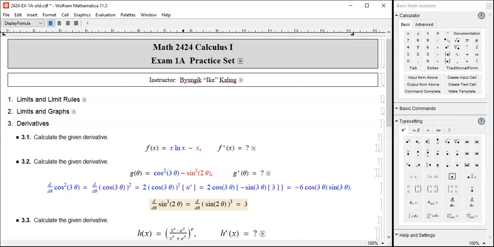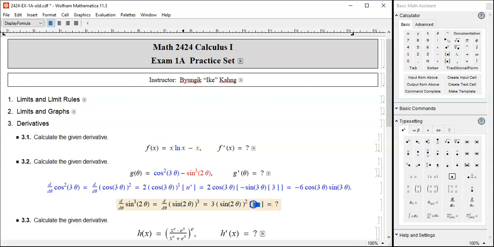So the power comes out, subtract 1 from the power, times the derivative of the inside. That's just structure, isn't it? And then what happens to the inside? Inside always stays the same. So you started off with sine of 2 theta. Okay, it'll stay as sine of 2 theta.